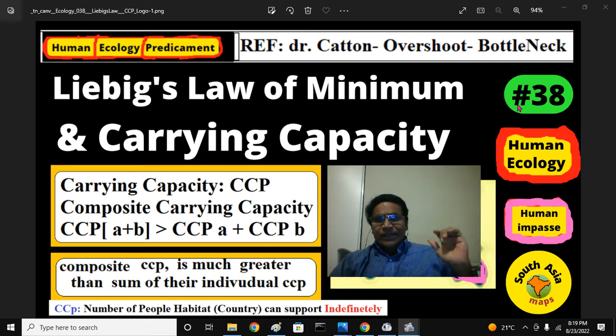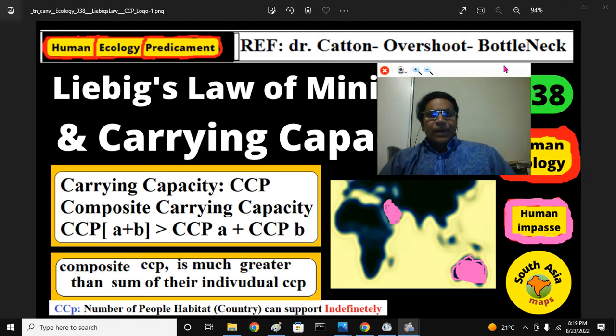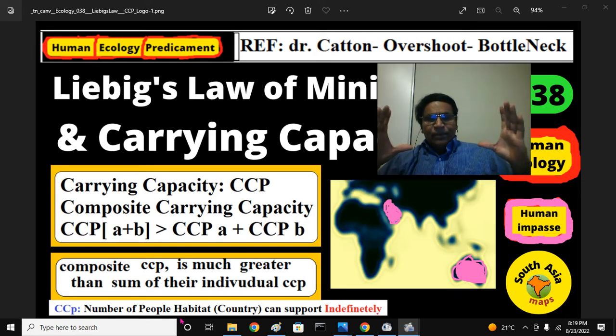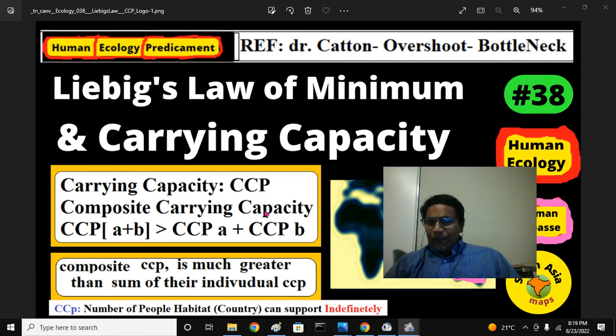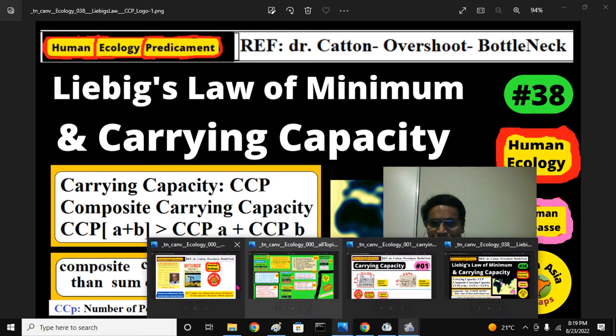In 37, we discussed Liebig's Law of Minimum. So in 38, we are expanding the law further, applying it to the ecological concept of carrying capacity. Carrying capacity is the maximum load indefinitely supported by a particular habitat, a country or territory, whether it can support 10 million or 100 million people, the maximum indefinitely. So here we discuss the composite carrying capacity of A and carrying capacity of B, combined composite carrying capacity, CCP, which I abbreviated as carrying capacity.